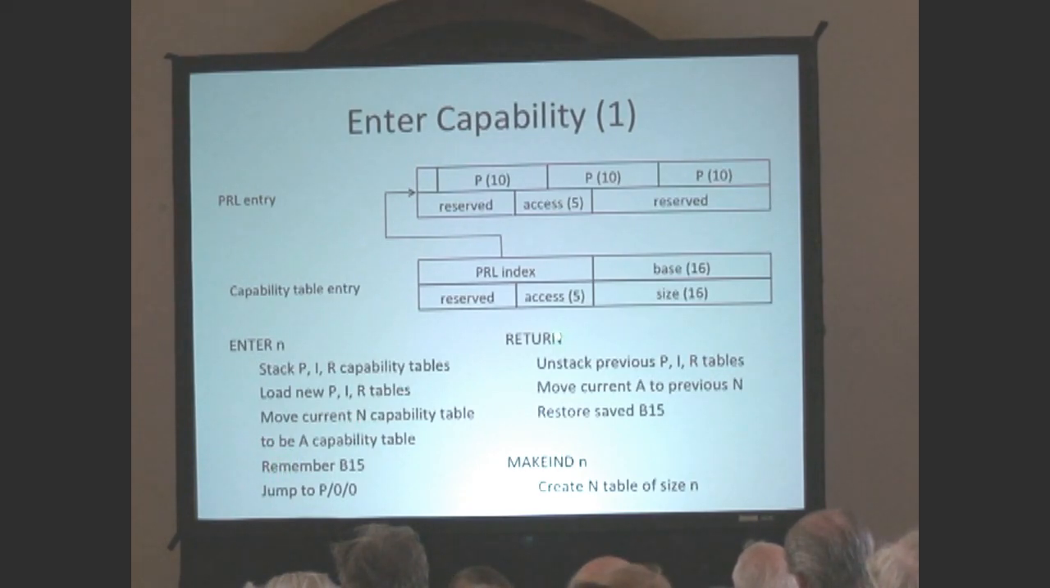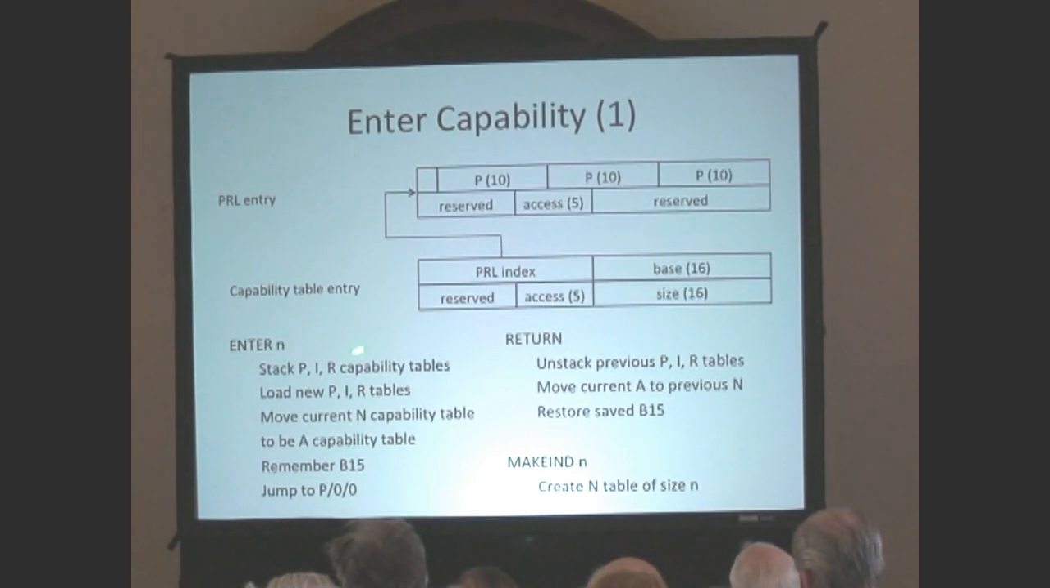Magically, there was a return instruction that would unstack the previous P, I, and R, get you back to where you were, move back the capability table called A that you passed across, so there's a kind of buffering thing going on there, and pick up your, say, B15, and you would continue. And finally, there's a machine instruction called make in directory, which should be called make capability table, that makes you a new capability table of a given size.